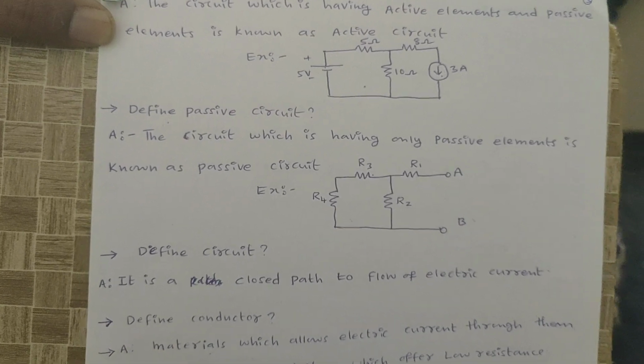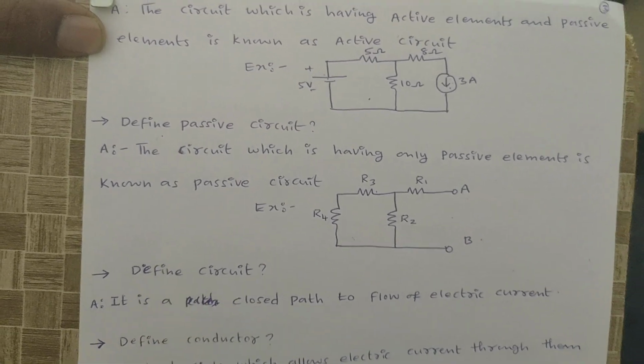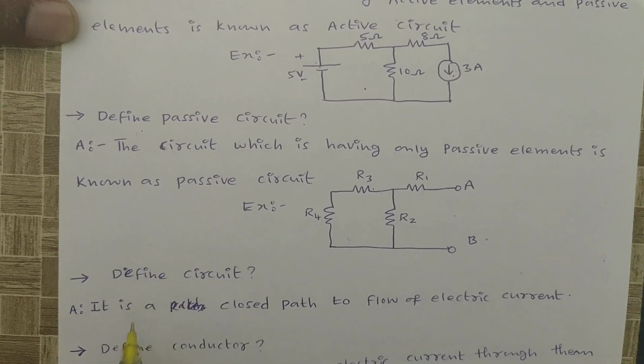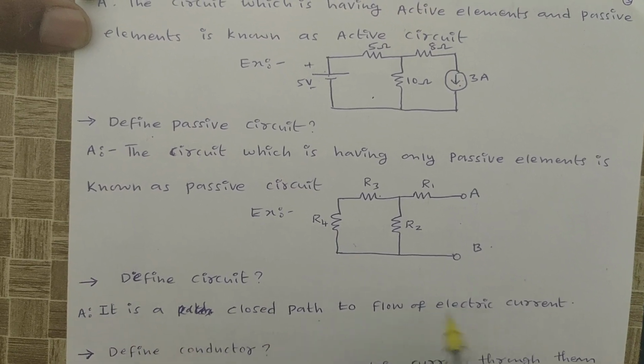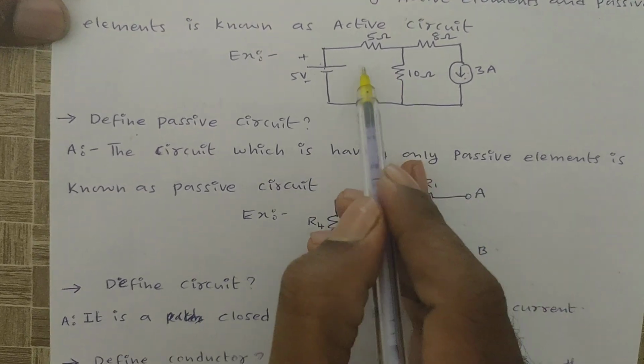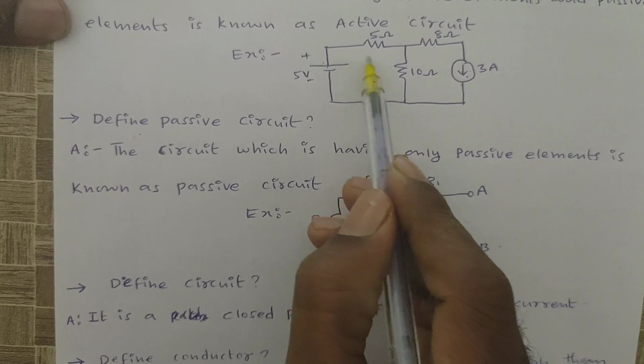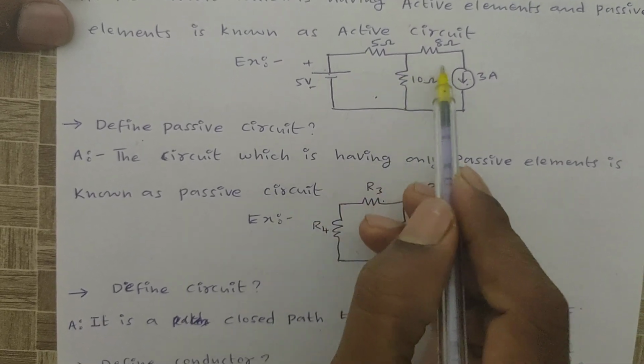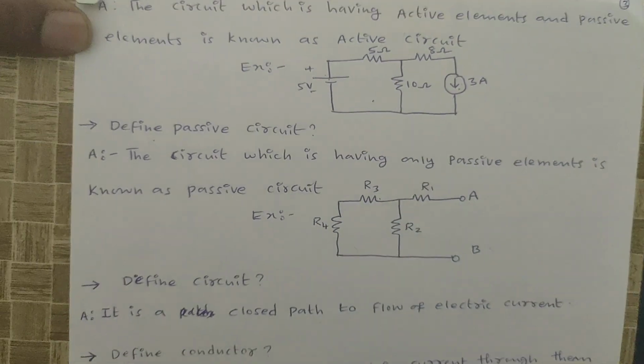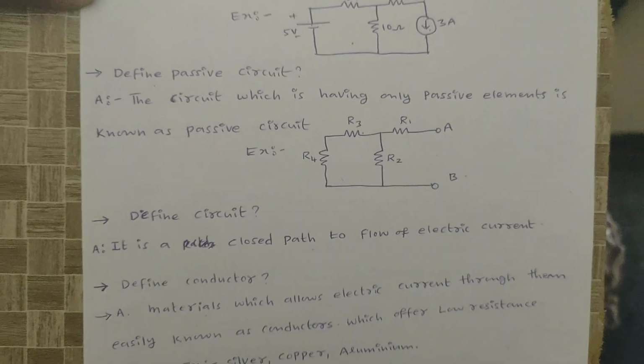Okay, next, define circuit. Circuit is a closed path for the flow of electric current. See here, this is one circuit, right? It is having a closed path to flow of electric current. This is also having a closed path to flow of electric current, so it is a circuit.